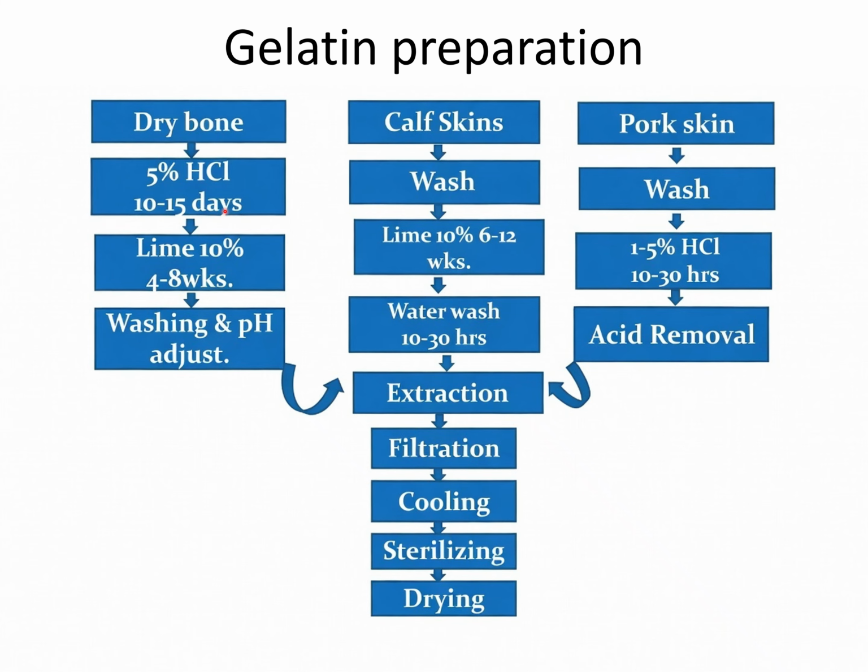So this is the overall procedure for gelatin preparation. Whatever the source, like dry bone or calf skin or pork skin, we will firstly wash, then lime. Then we extract, filter, cool, sterilize, and finally dry to get the gelatin.